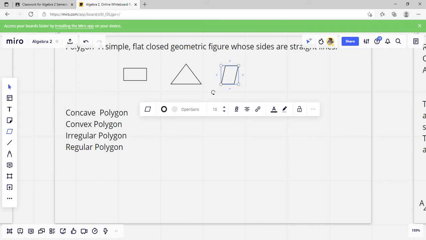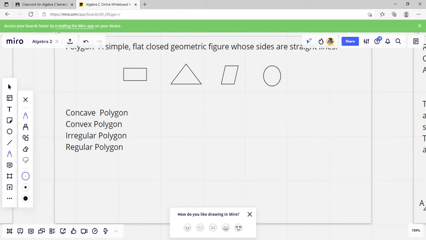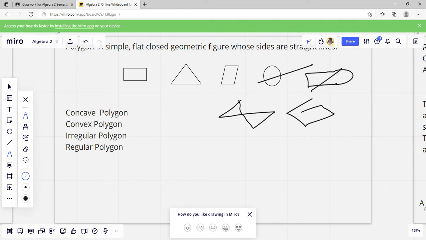But they can't have rounded sides, so a circle is not a polygon. Or if you had straight sides and then a rounded side, it would not be a polygon. And it can't have lines that cross each other like that. That's not a polygon. It can't have an open side like that. That's not a polygon because it's not closed.